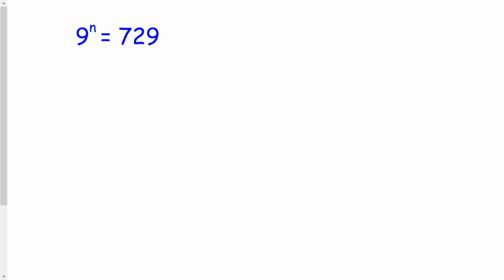Okay, well, let's give it a shot. I know that the base is 9, so I want to rewrite 729 with a base of 9. The question is, to the power of what do I need to write there? Just like in the previous example, I want to take 729 and divide by the base that I want, which is 9.